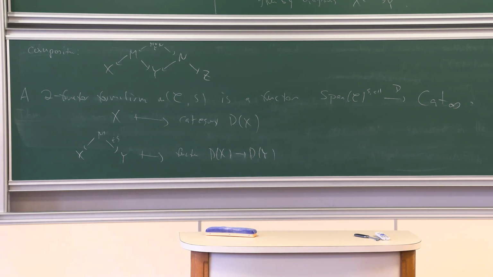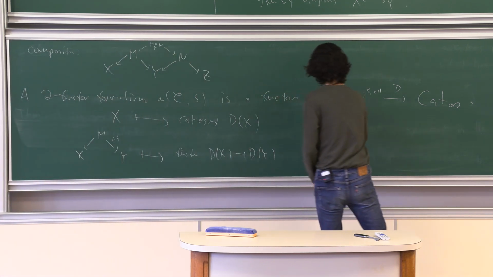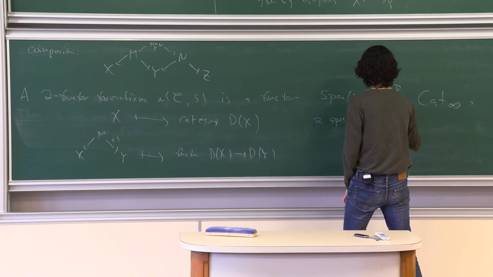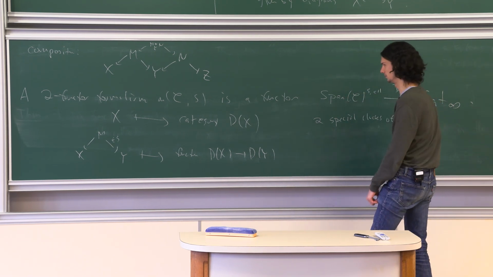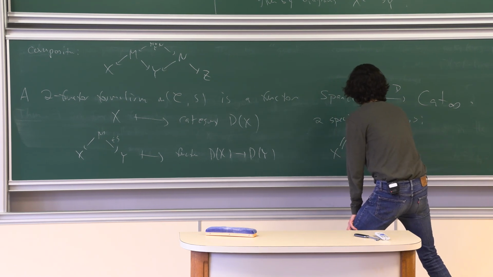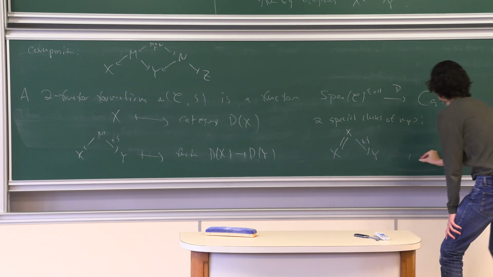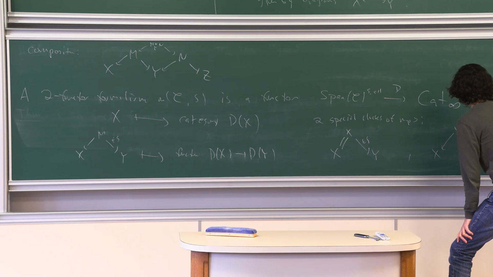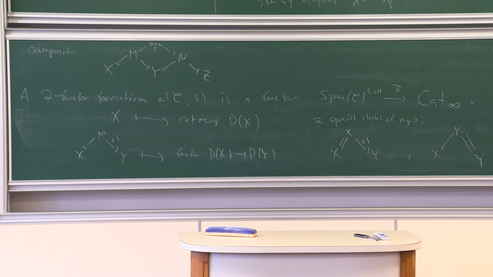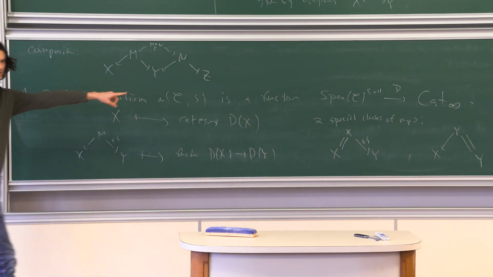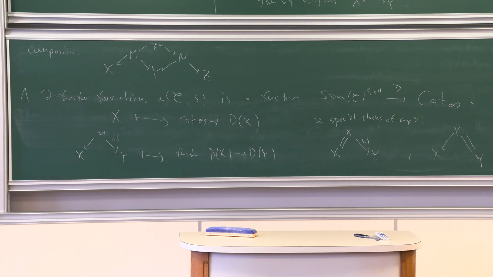Well, what is this doing? There are two special classes of maps. There are the ones where you only have something interesting going on in the S part, and there are the ones where you only have something interesting going on in the Y part. And every map is canonically a composition of two such maps.